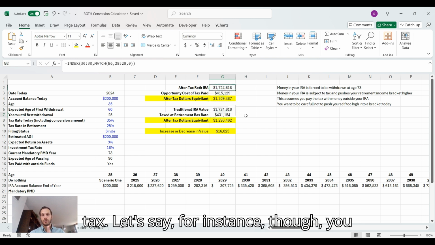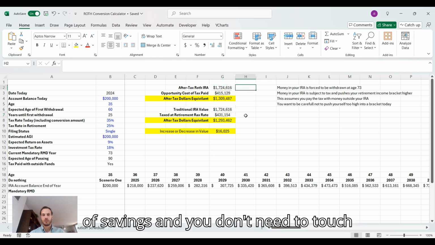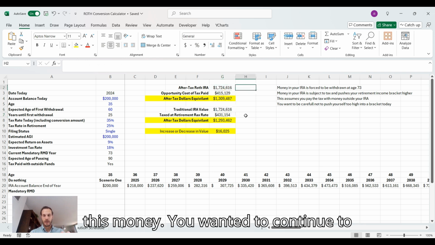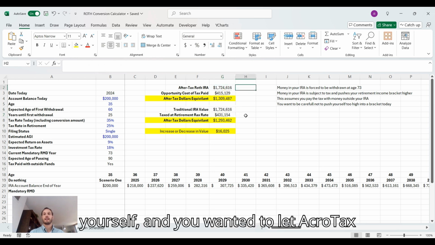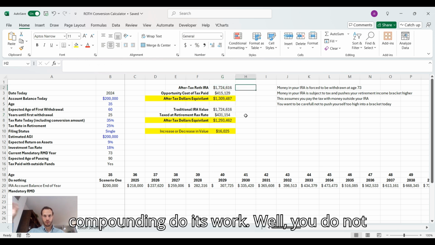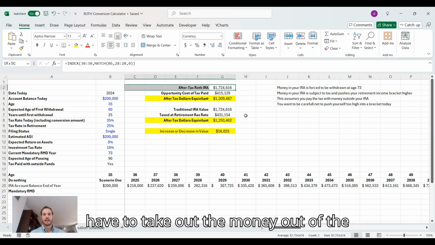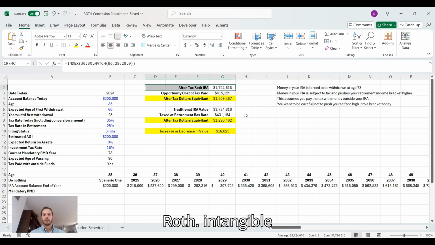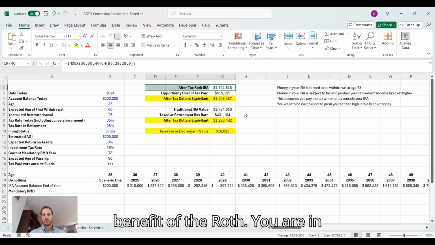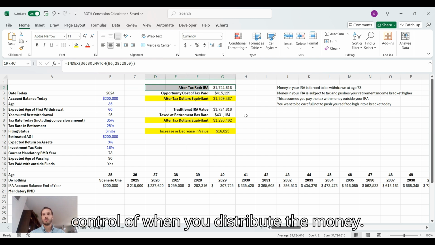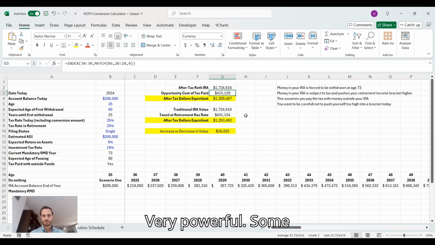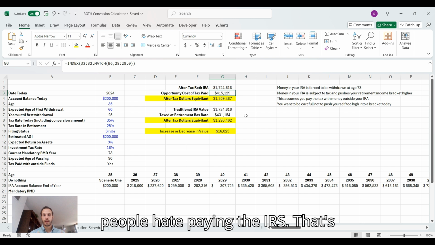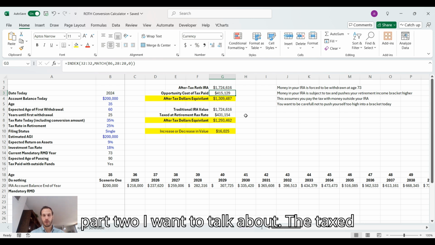Let's say, for instance, you had a very good income, you had a lot of savings, and you don't need to touch this money. You wanted to continue to grow. You wanted to create a legacy for yourself, and you wanted to let after-tax compounding do its work. Well, you do not have to take the money out of the Roth. So the intangible benefit of the Roth is that you are in control of when you distribute the money. Very powerful. Some people hate paying the IRS. That's part two I want to talk about.